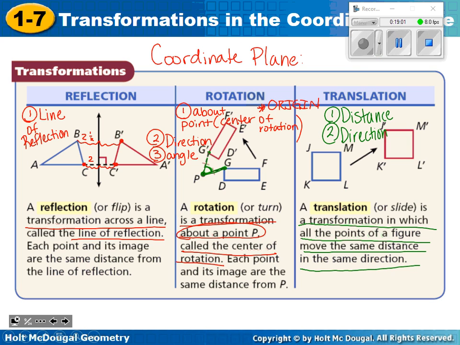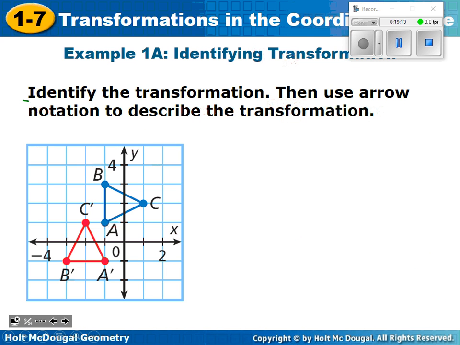Yes, that means when you identify the transformation, if you say reflection, you have to tell me what's the line of reflection. If you say rotation, you have to list those 3 things. If you say translation, you have to list those 2 things. When it says identify, you have to give me all the specifics if it's on a coordinate plane. Okay? So when you look at this picture, first of all, which color is the pre-image?